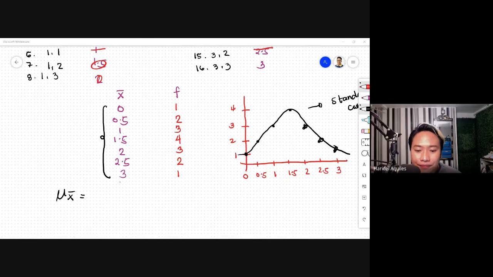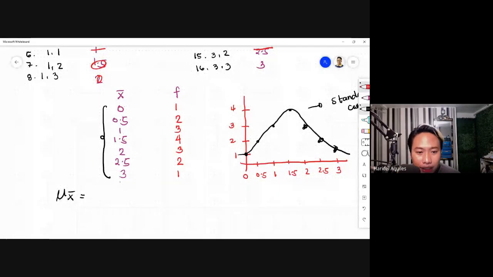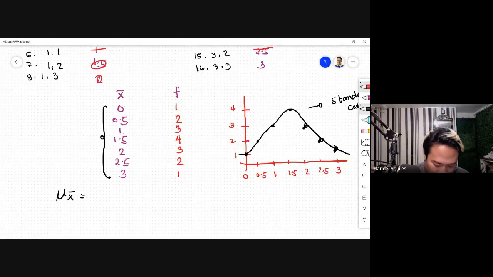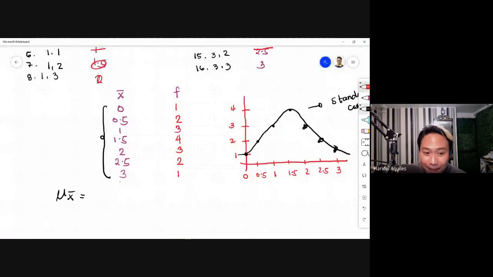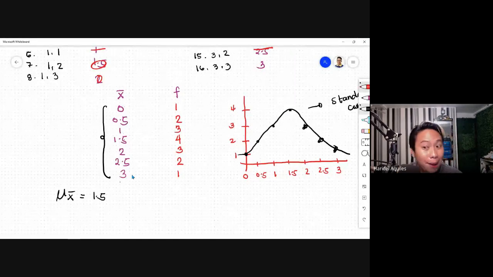What's your answer? Solve it. 0 plus 0.5 plus 1 plus 1.5 plus 2 plus 2.5 plus 3. What's the answer? Thank you so much, Josh. 1.5. So the mean of all the means, guys, or the mean of the sample mean is equal to 1.5. That is the mean of the sample mean.